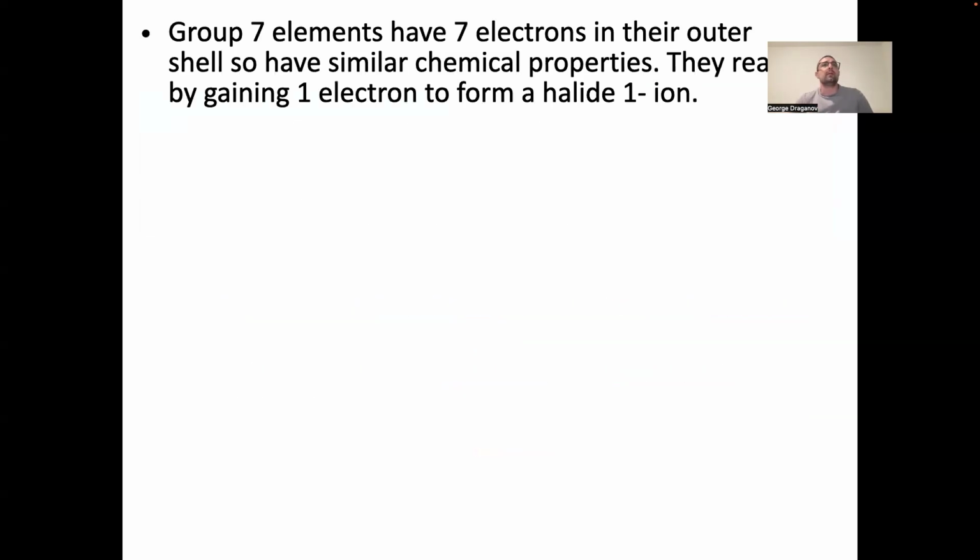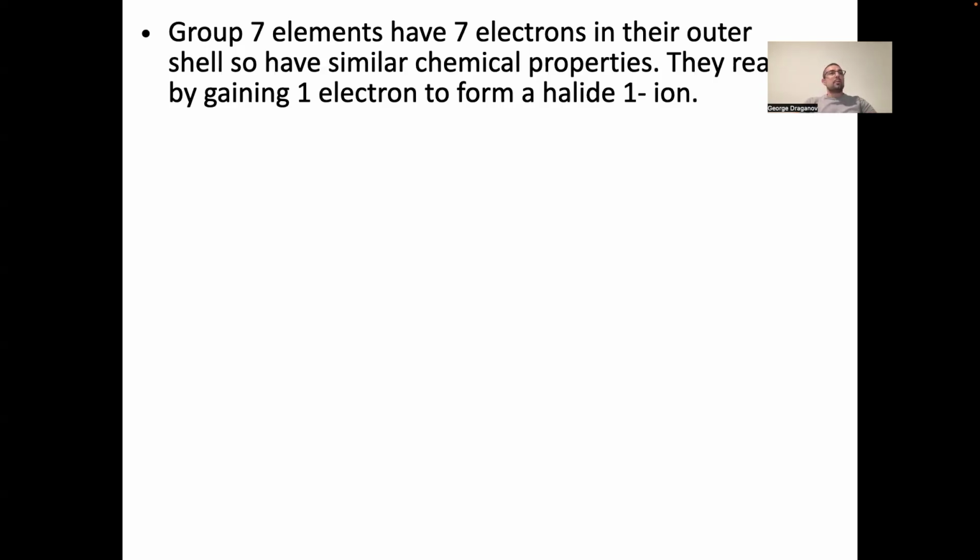So group 7 elements will have 7 outer electrons because the group number tells you the number of outer electrons. Therefore, they'll have similar chemical properties. They will all want to gain 1 electron to form a -1 ion, which we call a halide. So, for example, fluorine will be called fluoride. Chlorine will be called chloride.